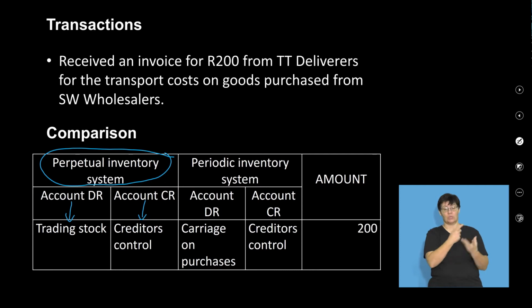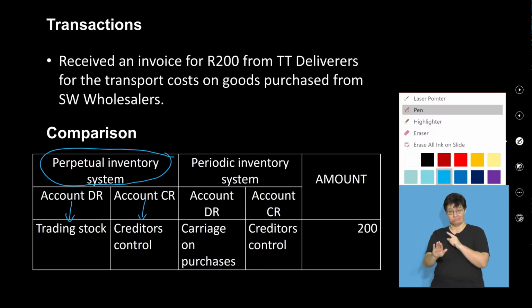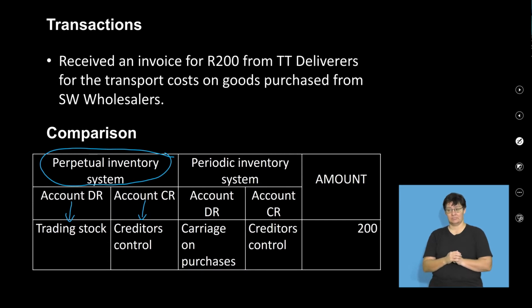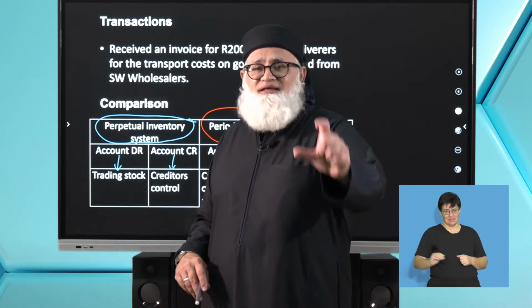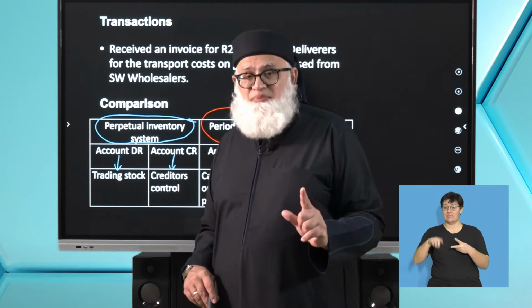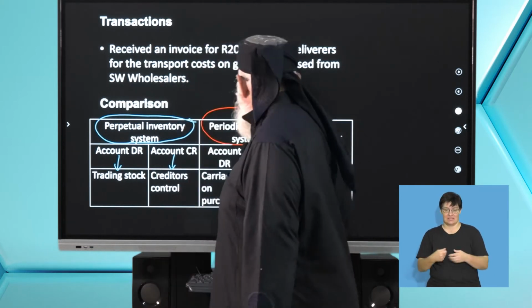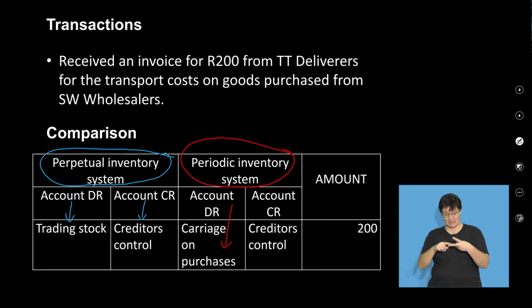So clearly you can see, if we take this now using the periodic inventory system. Here we go, periodic inventory system. Account debited is carriage on purchases, a completely separate dedicated account. Okay? And a debit to that account because it's an expense. A credit to my creditors control because that's my liability. And the amount is 200 Rand.